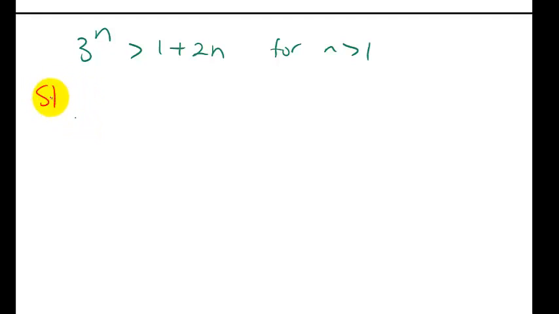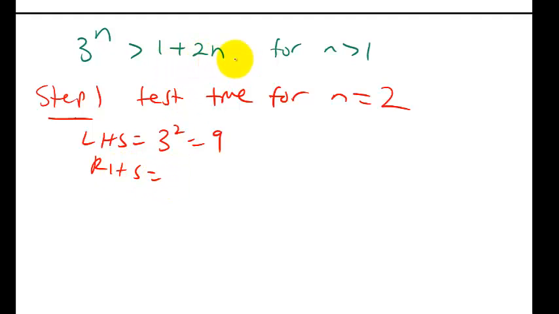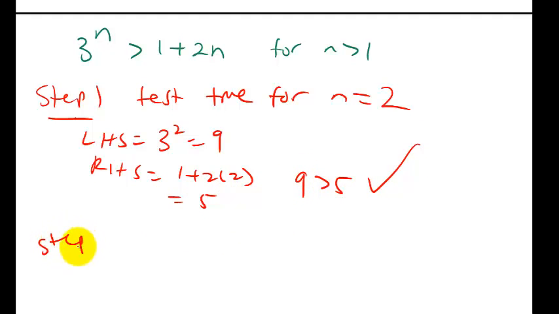Step 1. Let's get back to business. So, we're going to test for what? Test true for n equals to? 2. You didn't get fooled. N is greater than 1. It doesn't equal to 1. So we're going to show that its left-hand side is, what? 3 squared, which equals 9. Right-hand side equals 1 plus 2 times 2, which equals 5. Is 9 greater than 5? True.